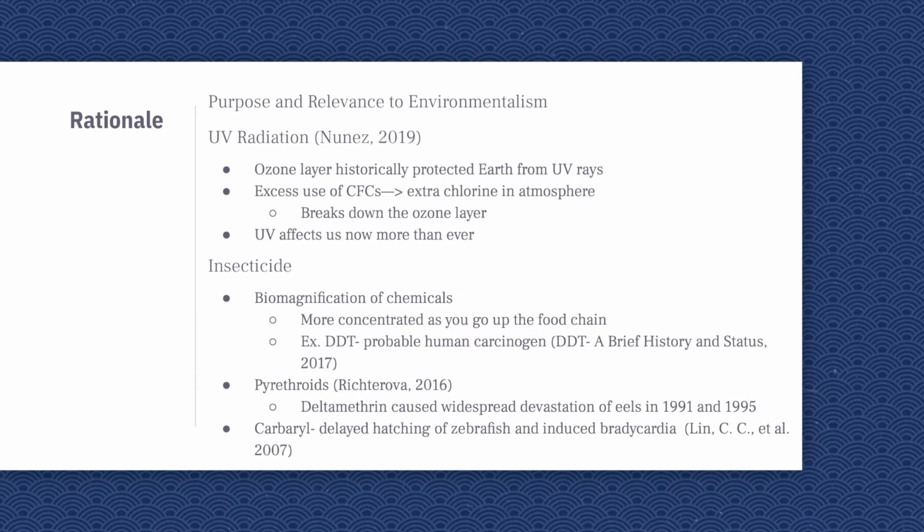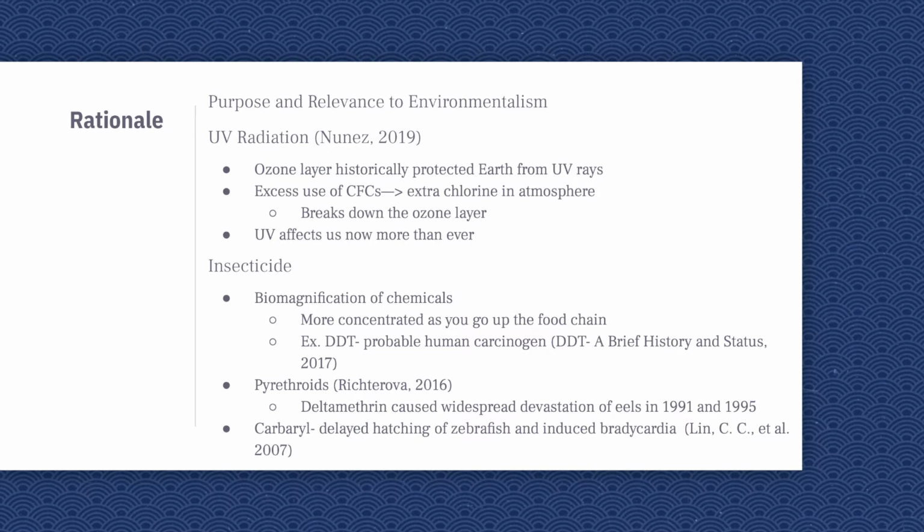DDT was developed in the 1940s as the first modern insecticide. Farmers used DDT, and the chemical runoff was unintentionally released into bodies of water. From there, the DDT began affecting the phytoplankton at the bottom of the food chain, and as predators consumed these organisms, biomagnification occurred, resulting in a higher concentration of DDT in larger fish and ultimately causing widespread decrease in marine life. Other insecticides have also been proven harmful to the biosphere.